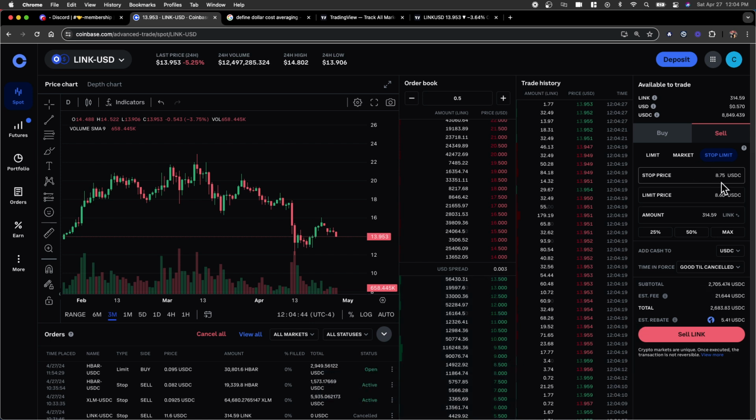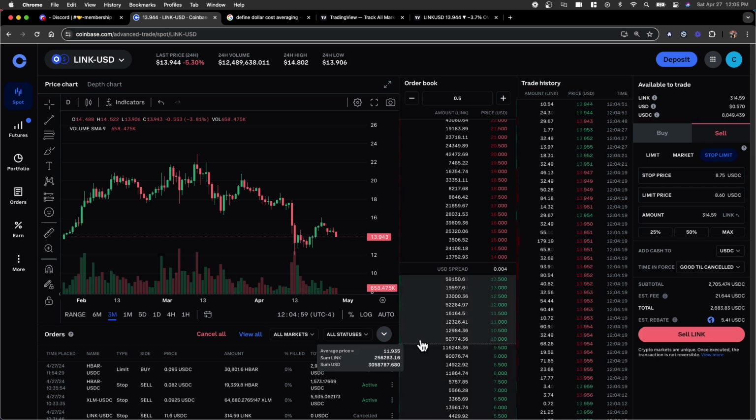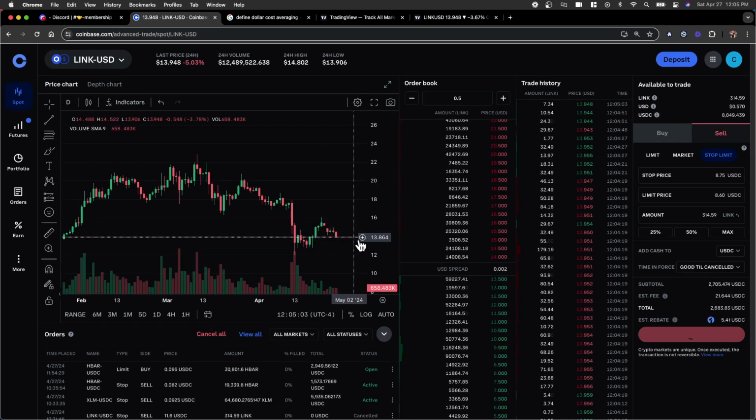So my stop price, again, is $8.75. That's the stop loss. That means if it hits $8.75, it's going to convert. It's going to make a market order for $8.60, and that order is going to execute, and I will get $2,700 back into my account. That is my stop loss level, because if 9 breaks, we're probably going to be in trouble. So I'm going to hit sell on that.